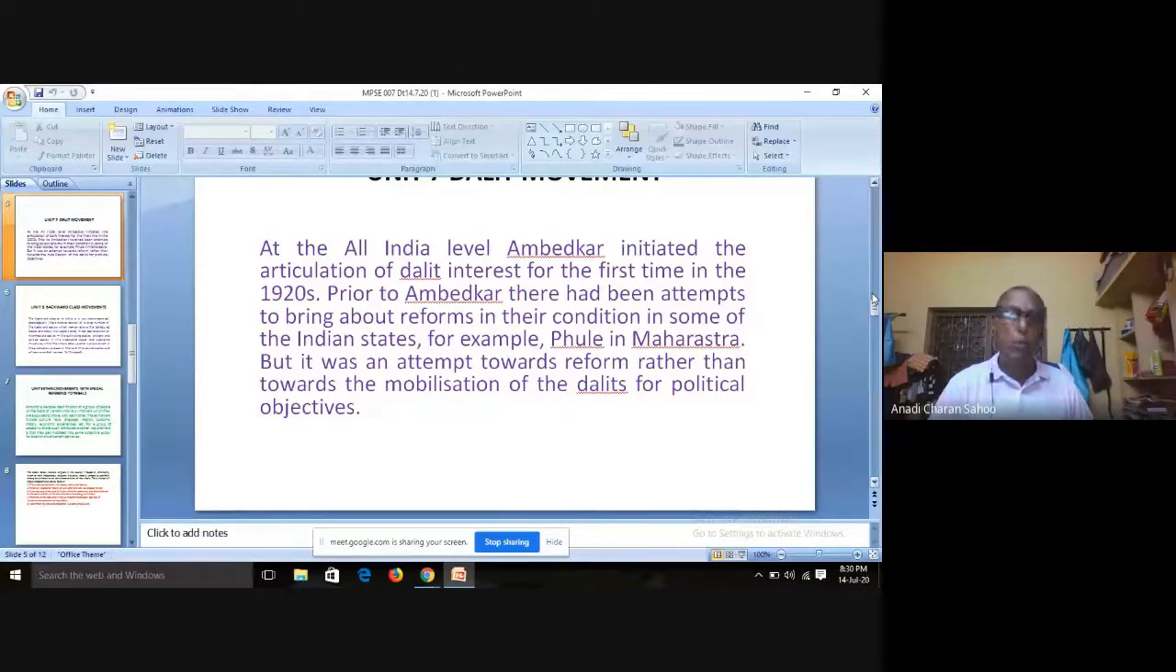This is about the Dalit movement. Other Dalit leaders are Jagjivan Ram.